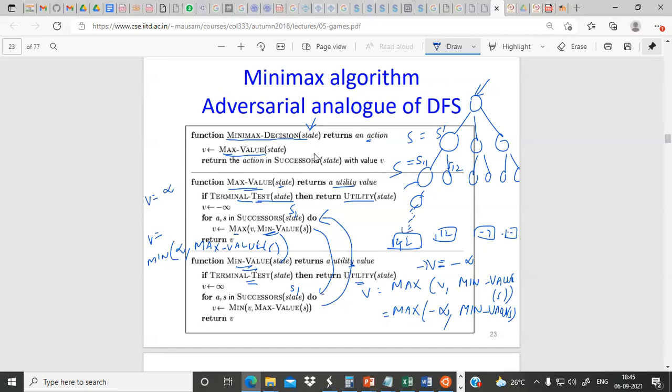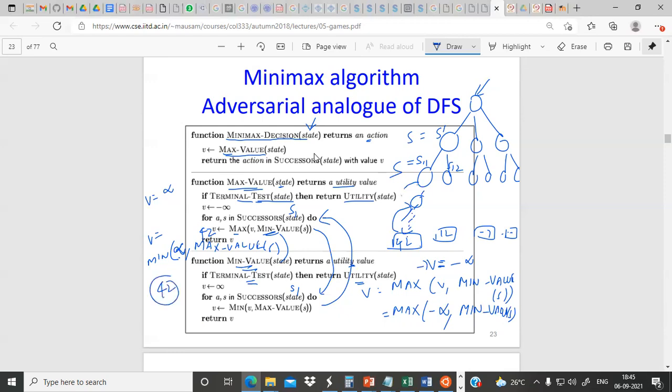At one point it will reach the leaf node, and then it will return the utility. Whatever the utility, it will go to the parent. Say it has reached the leaf node, so that utility value will go to the parent. If its utility value is 42, this 42 will come here. Now min of infinity and 42 is what? Positive infinity and 42, what is minimum? 42 is minimum, so it will take 42.